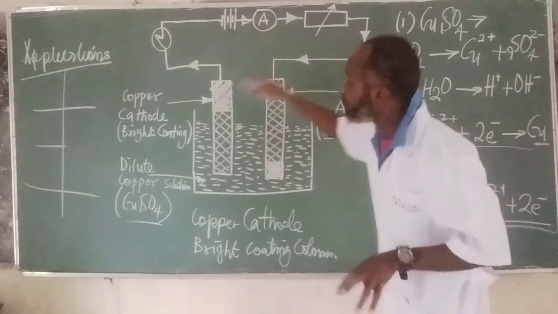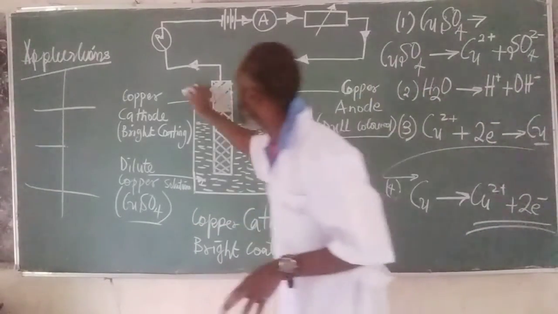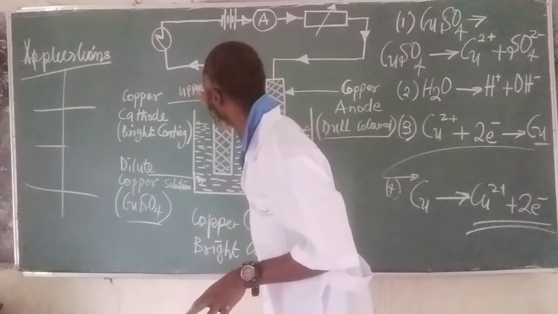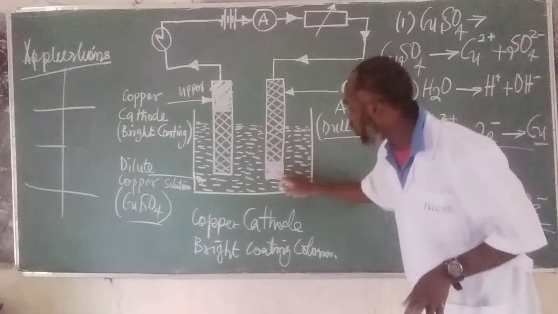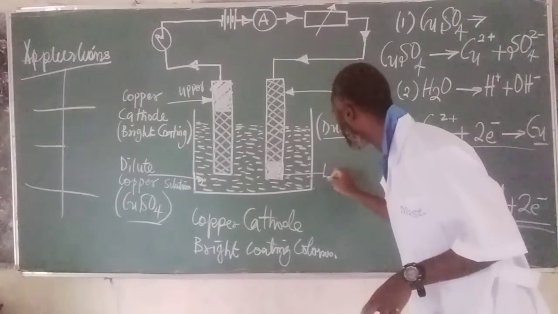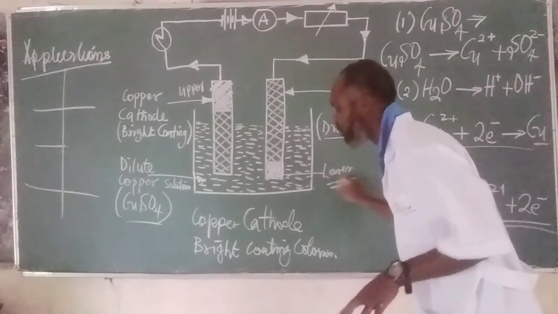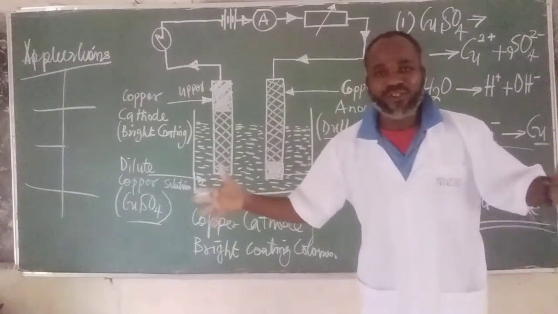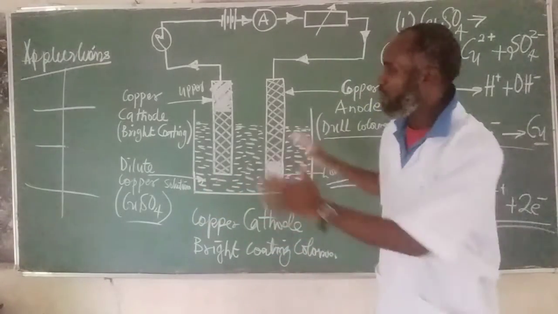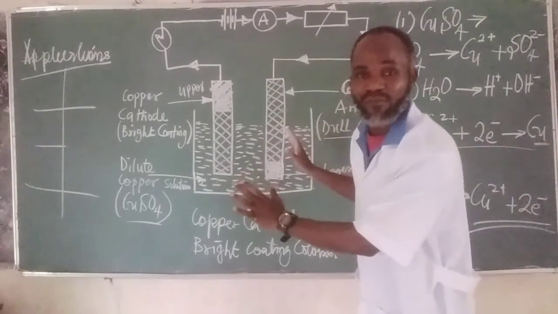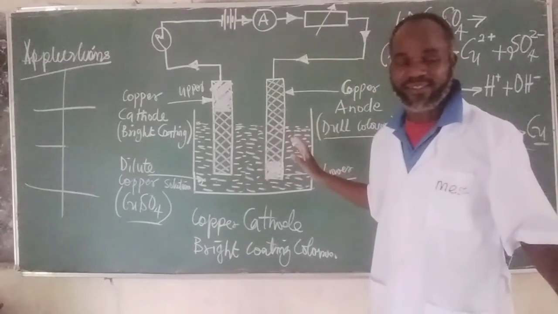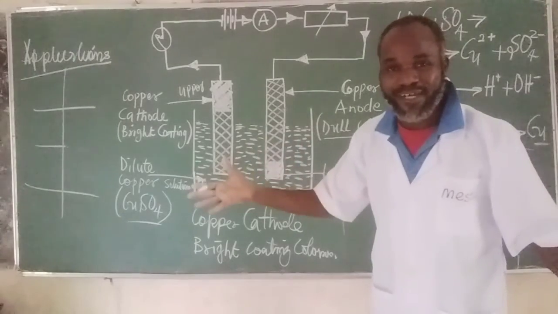Whatever is formed is formed at the upper part, take notes, upper part of the copper cathode electrode. This one, the anode, is dull and is formed at the lower part. These are some of the questions that you might encounter in exams in terms of copper sulfate solution electrolysis.